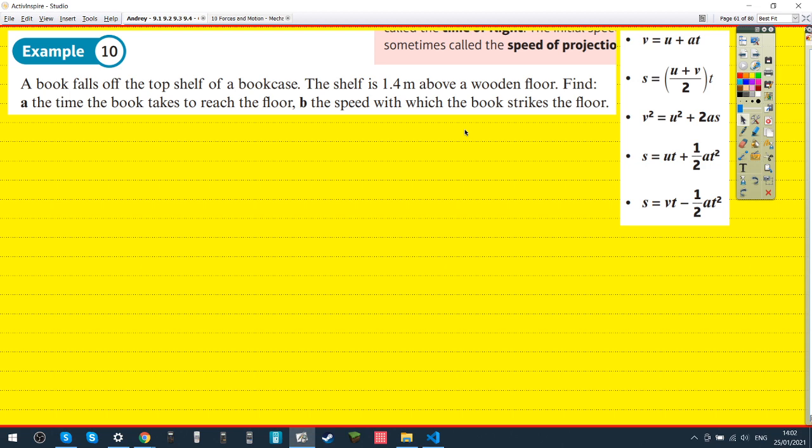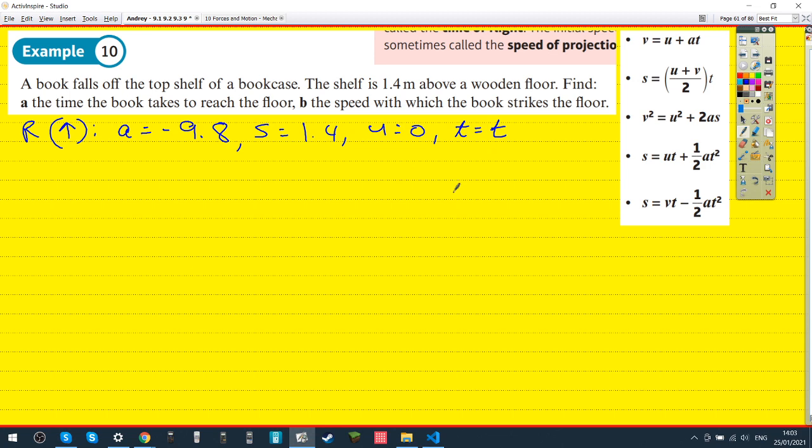Okay, so holding R is vertical. Yeah, so resolving vertically. And so A is minus 9.8. Yep. S is 1.4. Mm-hmm. U is 0. Yeah. And T is 2.